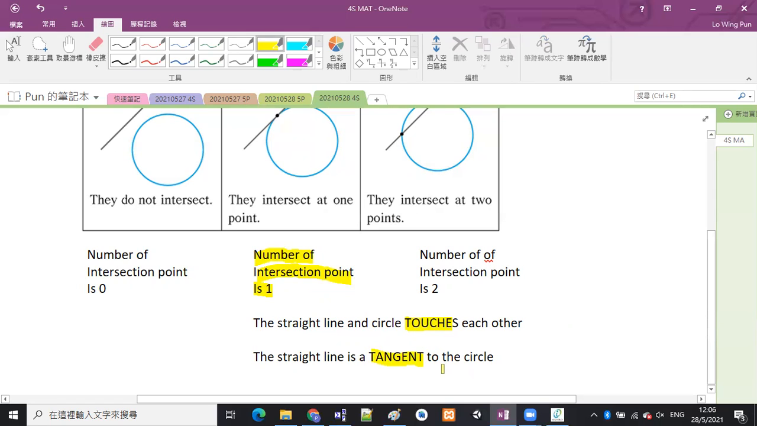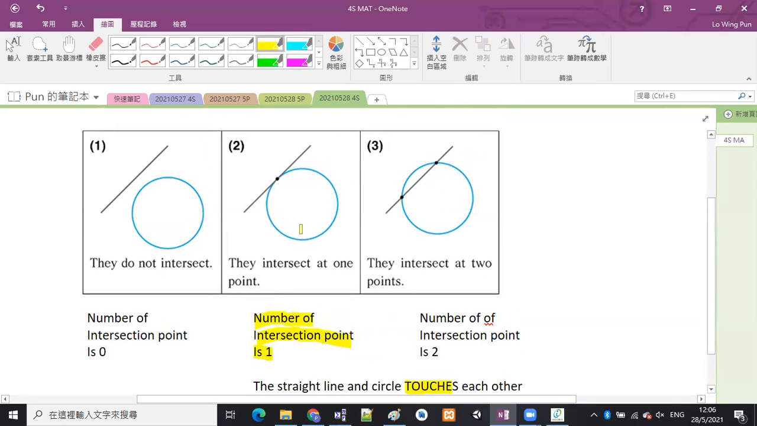There is one more word to teach you. If there is only one intersection point, then that intersection point has a special name. This point is called the point of contact. Point of contact. The Chinese name is 接觸點.